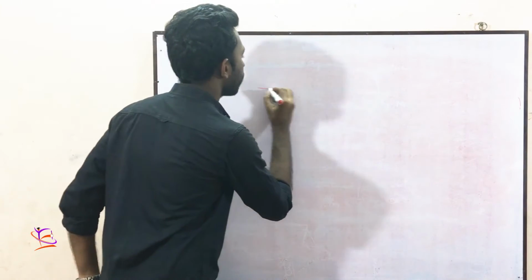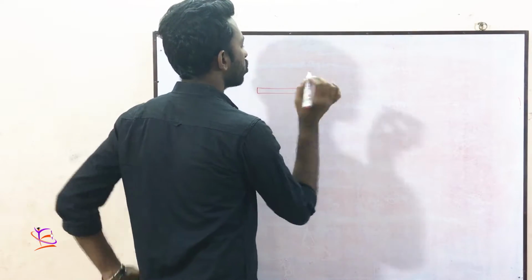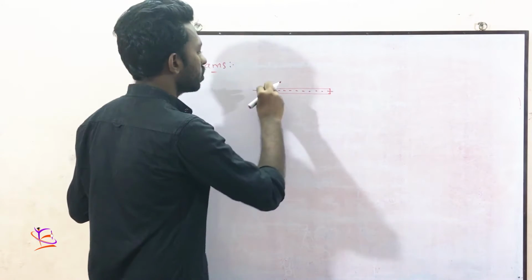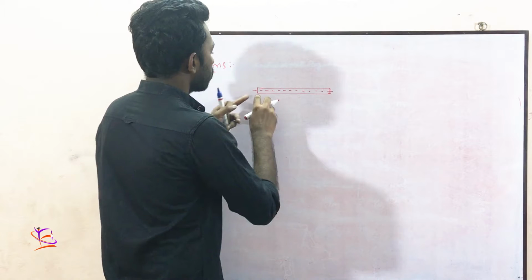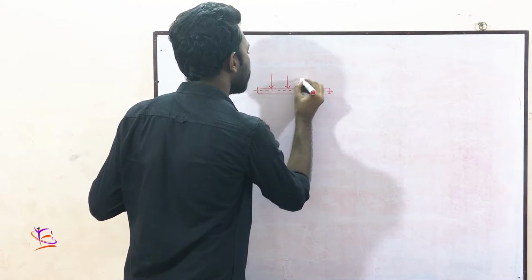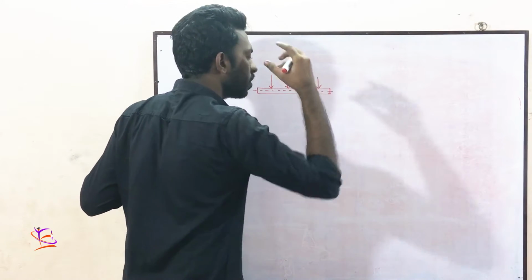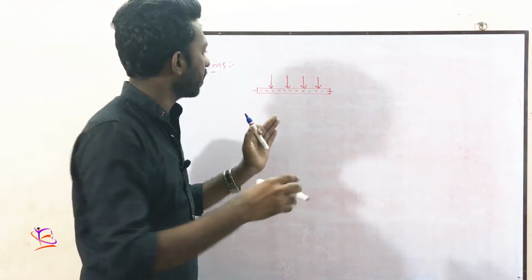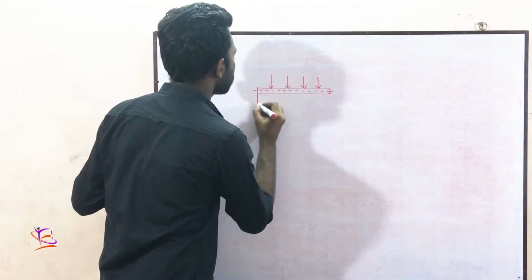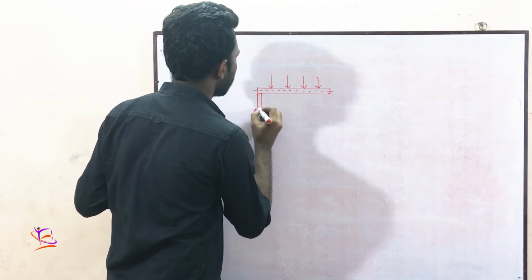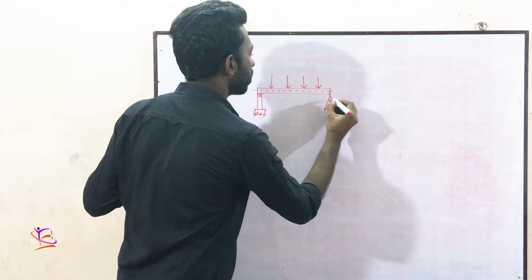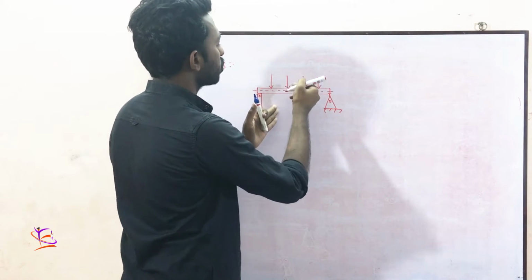Let me explain with a diagram. Consider this as a beam. This is the straight member, a straight structural member, and the axis is also given. It receives forces acting perpendicular to the axis, and it transfers the force to the support. The support may be of whatever type. So it transfers the force to the support.